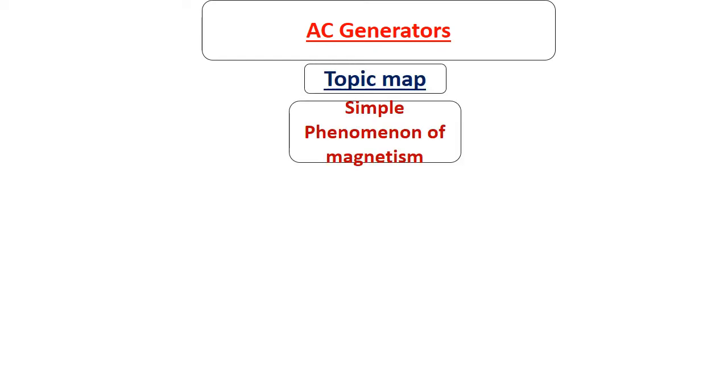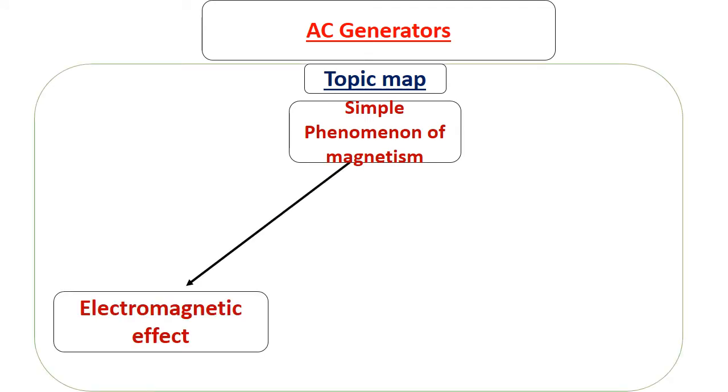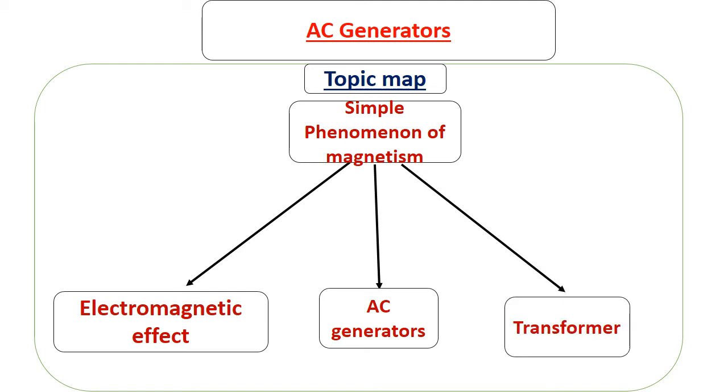As per custom, we have looked at the simple phenomenon of magnetism. We have also looked at the electromagnetic effect. In this video, we're going to take a look at AC generators. Then in the next and last video, we're going to take a look at transformers. So we're going to start with a simple AC generator.